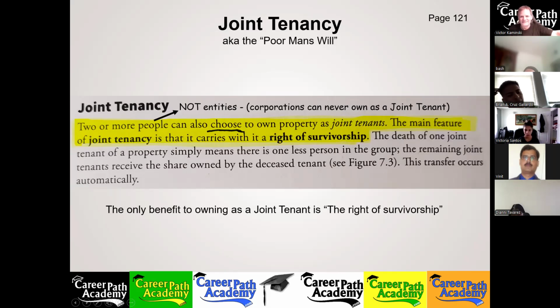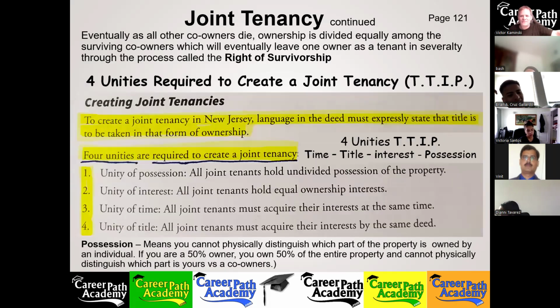What happens if, God forbid, the two owners die? We're going to go over a couple of scenarios right now, but first, let's dive into this a little bit deeper. Eventually, as all the co-owners die, ownership is divided equally among the surviving co-owners. That's the right of survivorship. That's what it does. It will eventually leave one owner as a tenant in severalty, through the process called the right of survivorship.